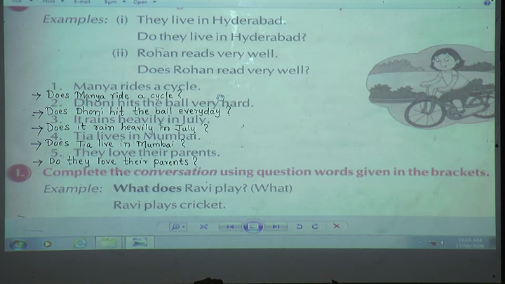Complete the conversation using question words given in the brackets. What do you have to do? You have to complete the conversation using question words given in the brackets. Here, I hope that you have finished with exercise H. I will move on to I.